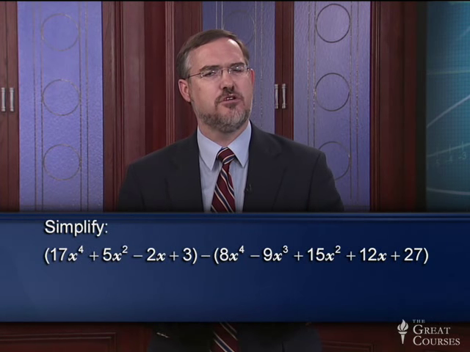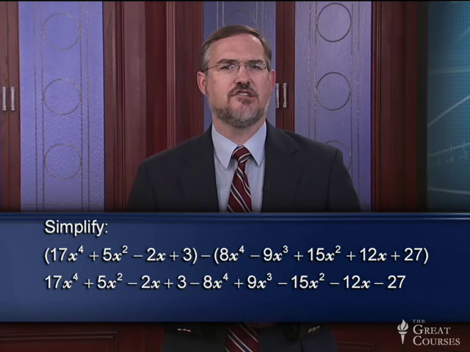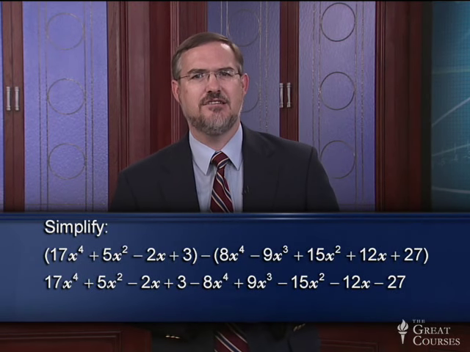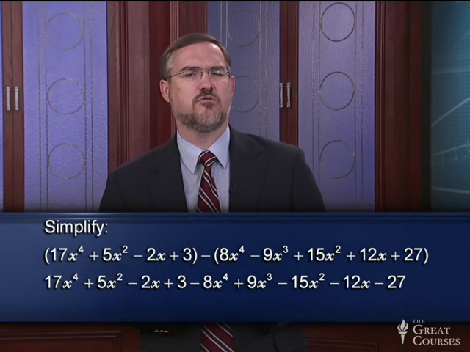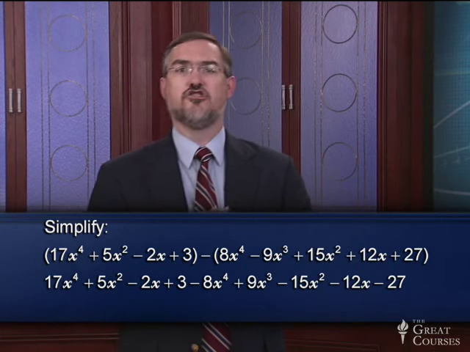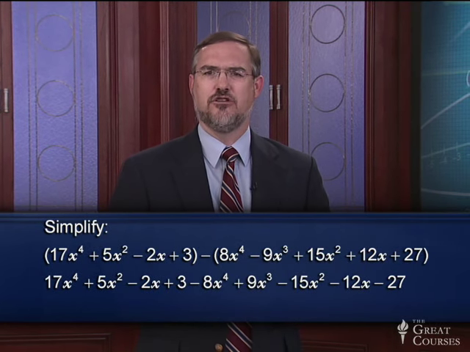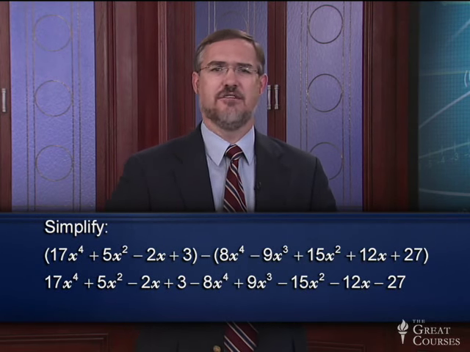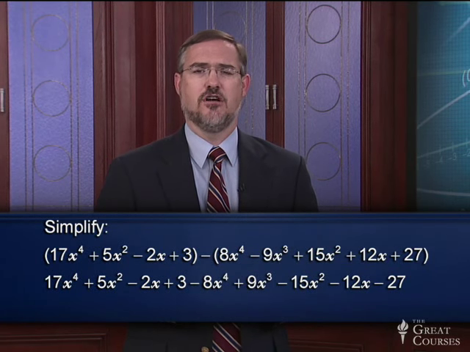And when you do that distribution, you'll get 17x to the fourth plus 5x squared minus 2x plus 3 minus 8x to the fourth plus 9x cubed minus 15x squared minus 12x minus 27. Now, there's no doubt about the signs of each term because I've taken care of everything by doing the distribution. And now I just have to combine the like terms as if I was doing the addition problems that we've done a few moments ago.